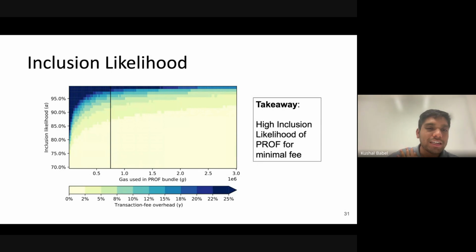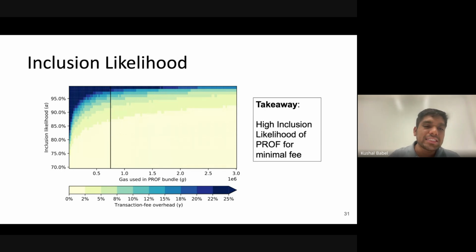Our prototype is not completely optimized, but you can already see that even for something like a prof bundle which has about 750K gas, which is about 5 Uniswap transactions, if the transactions are willing to pay 10% of the base fee, then you get more than 95% inclusion rate. So that fee is enough for you to compensate for any latency in the auction. So in most of the cases, you can have very high inclusion likelihood.